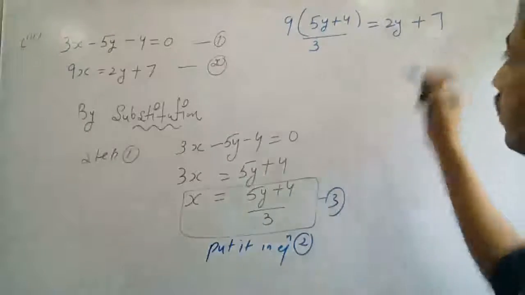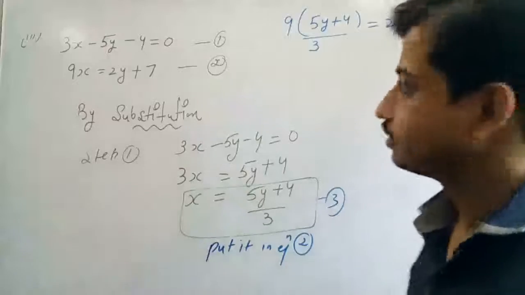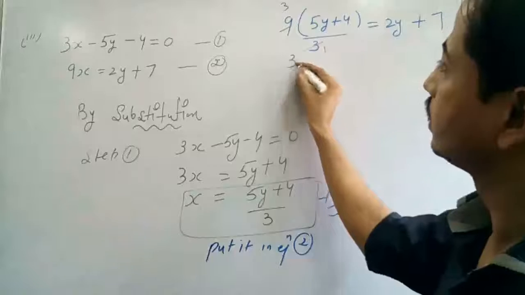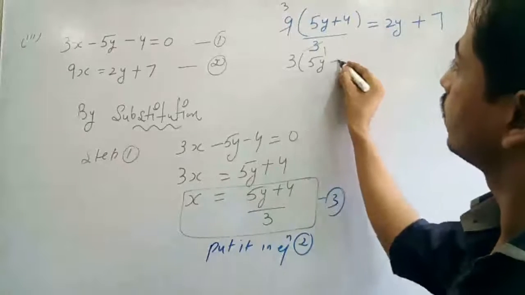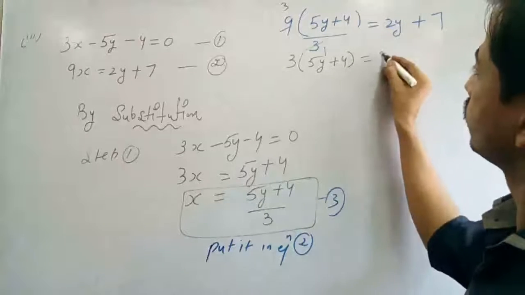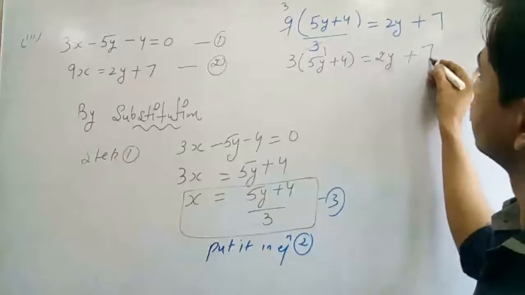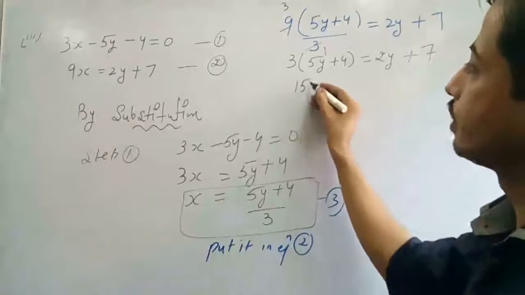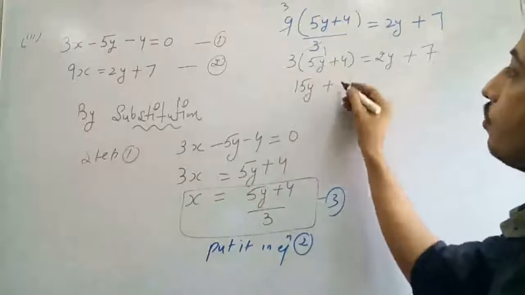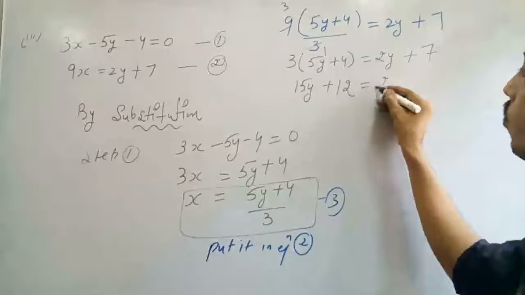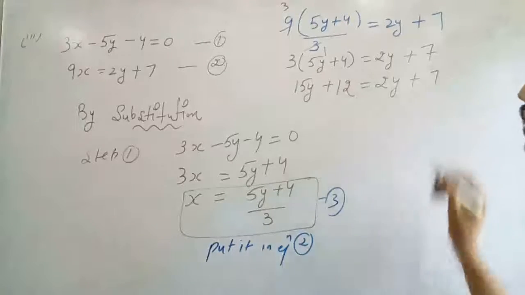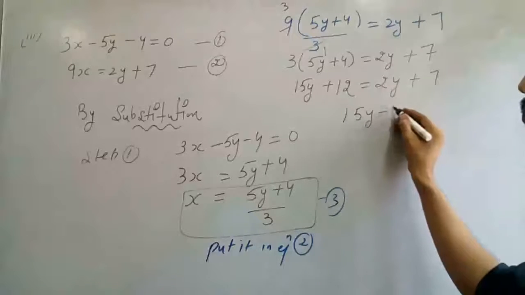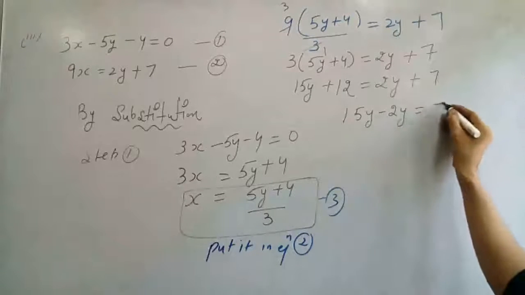plus 7. Now please look at this, it can be cancelled out. 3 1s are 3, 3 3s are 9. So we get 3 into (5y plus 4), which is equal to 2y plus 7. Now do multiply. 3 into 5 we get 15y, 3 into 4 we get 12, is equal to 2y plus 7. Take 2y on the left hand side, it becomes negative 2y. 15y minus 2y is equal to 7.